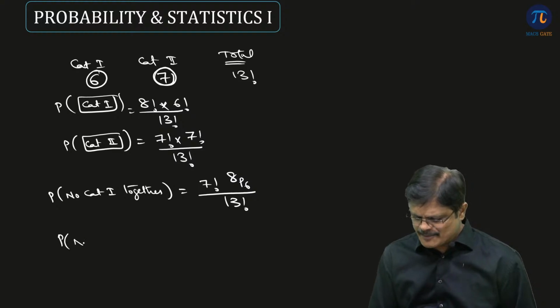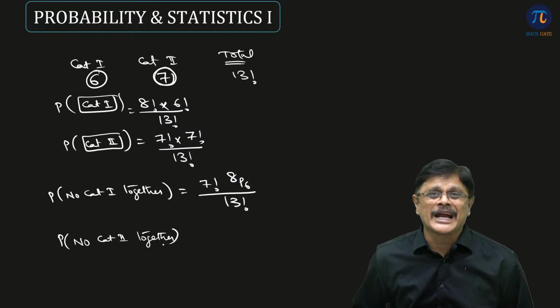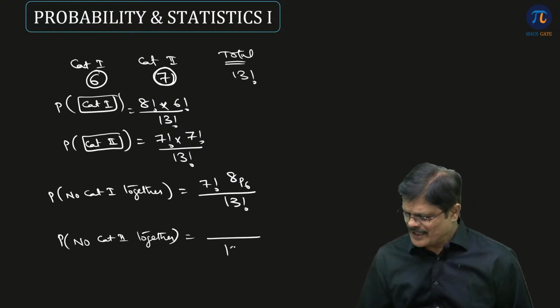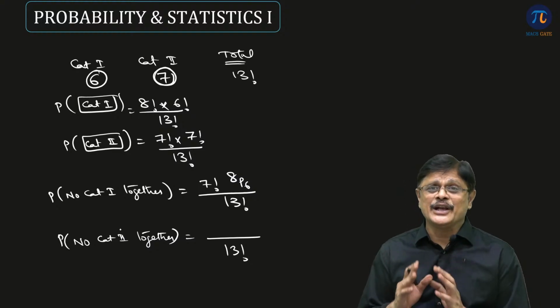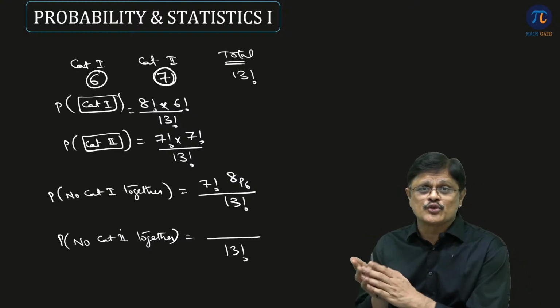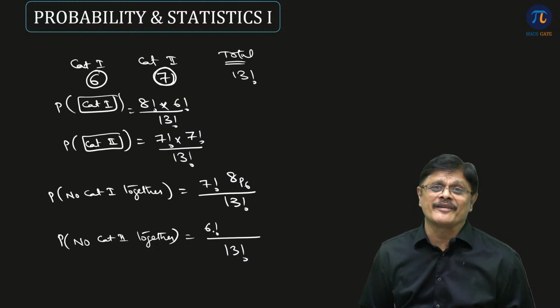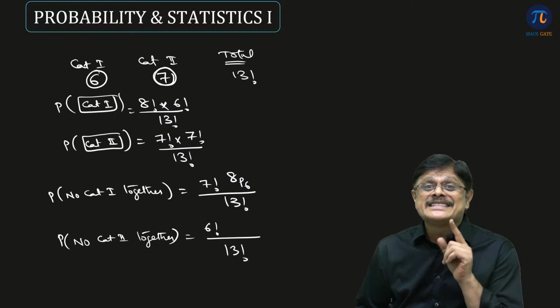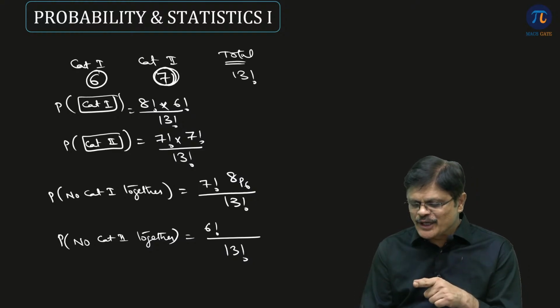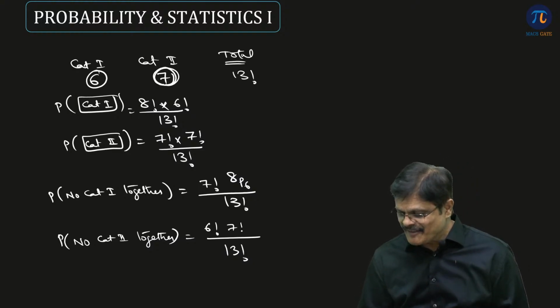Suppose I ask the probability that no 2 category 2 together. So denominator is 13 factorial. Category 2 together means restriction on category 2. So category 1 are not having any restriction, so they can be arranged in 6 factorial ways. But how many gaps are there? 7 gaps. In 7 gaps you need to arrange 7. That can be done in 7 factorial ways.